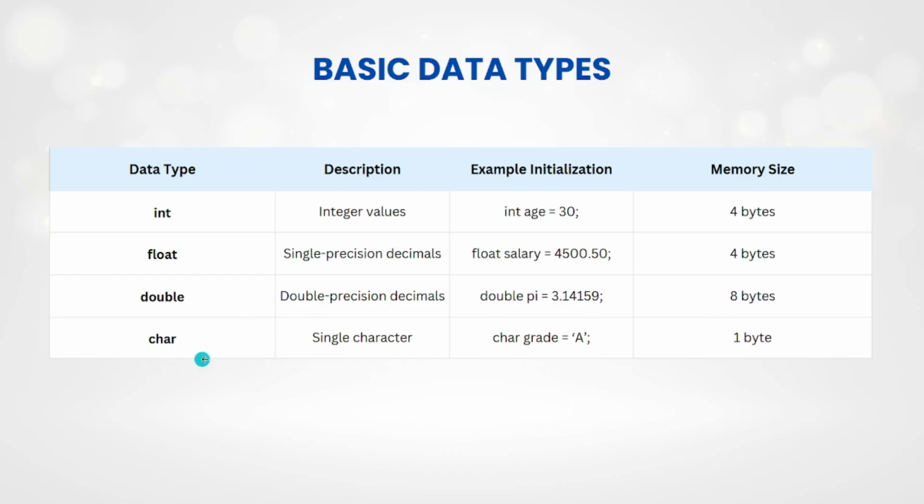Finally, the char. Char is used to store a single character. You can see the example initialization here: I have a data type char, variable name grade, and a value of 'A'. That is a single character. You cannot use 2 letters or 3 letters, just a single character. And the memory size is 1 byte.